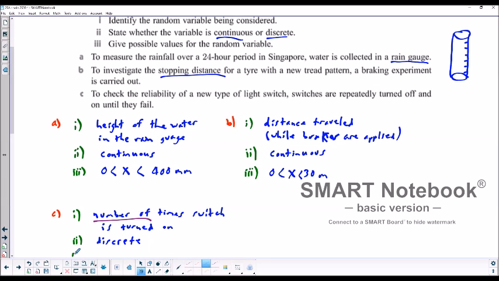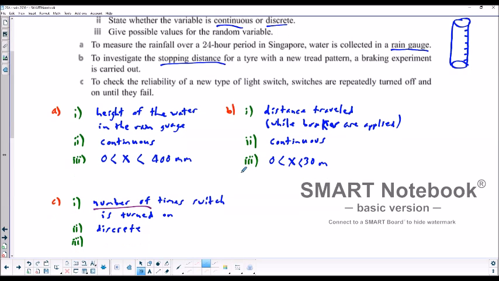And then for part three, give possible values for the random variable. Well, I don't know. If it's a new type of light switch, we're hoping that it's going to last a while. It's not necessarily going to be a range. Hopefully it'll last more than once. So the number of times would be greater than zero.